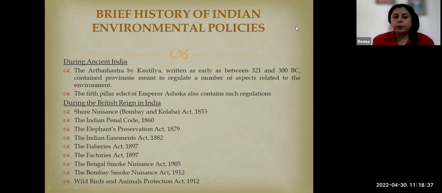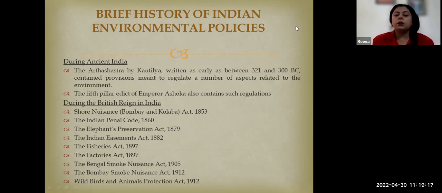So it is surprisingly a positive movement which started in 321 and 300 BC. And during the British reign in India, we also started implementing acts like the Nuisance Bombay and Colaba Act, Indian Penal Code, Elephants Preservation Act, Indian Easements Act, Fisheries Act, Factories Act, Bengal Smoke Nuisance Act. Again, it was formulated in 1905. Then Bombay Smoke Nuisance Act. So these were all state regulated acts.